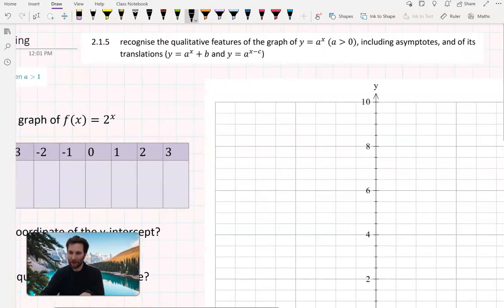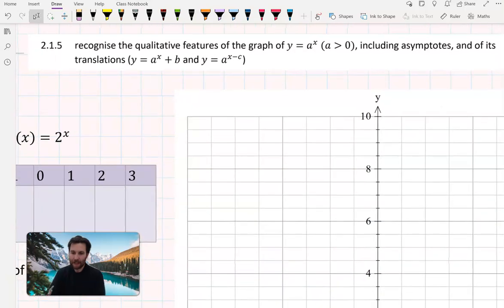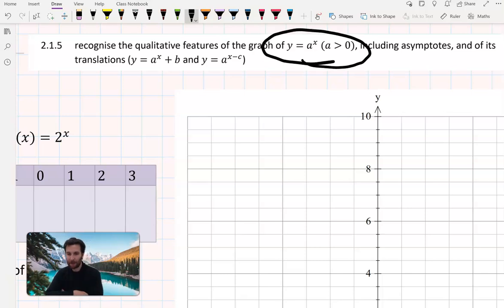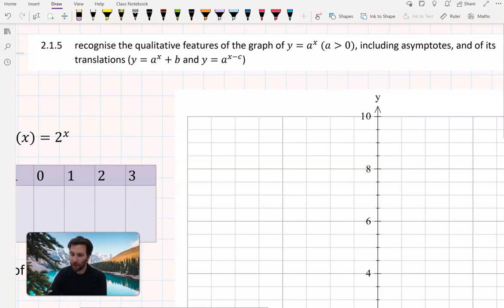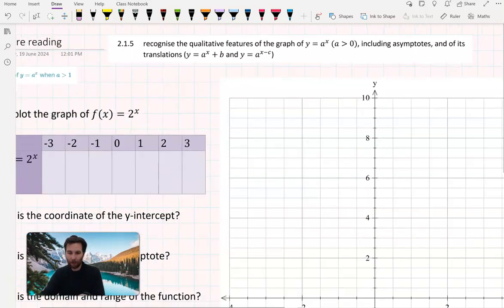We're here today to talk about exponential graphs. Now, here's the dot point from the syllabus. We've got to be able to recognize exponential graphs in this particular format, so y equals a to the power x, where a is greater than 0. But we've also got to be able to identify any asymptotes and also talk about the effects of different changes to a function that might cause different transformations, including translations. But we'll talk about those a little more in class.